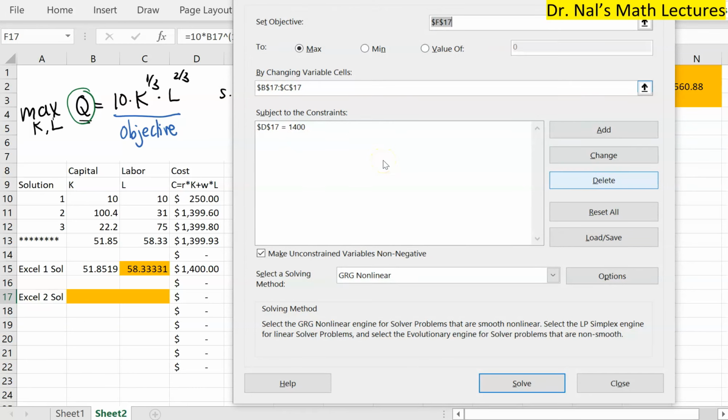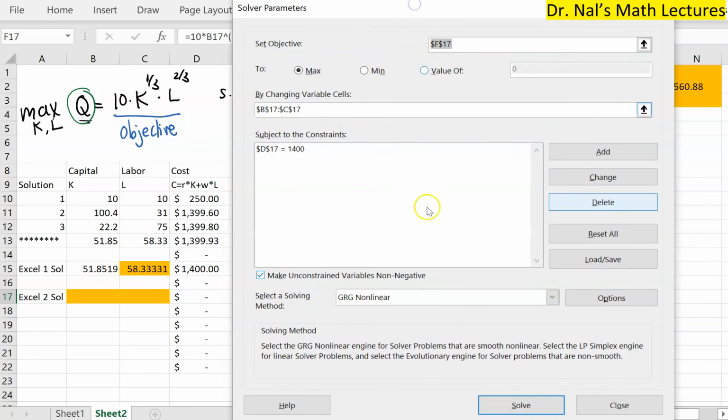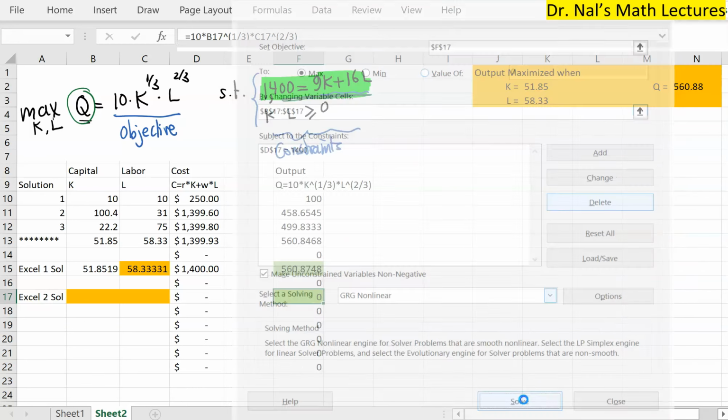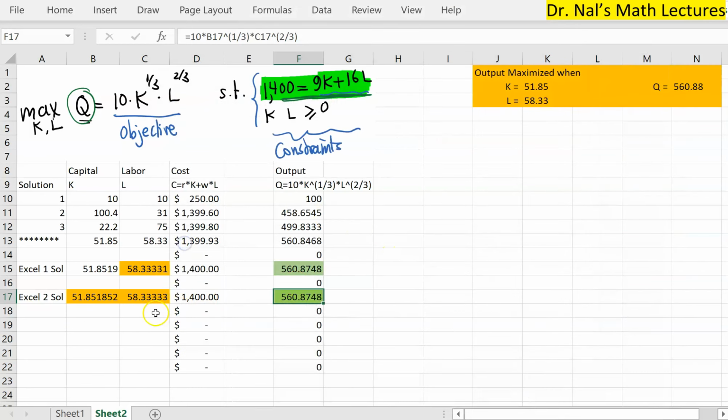But at the same time, let me explain one thing. If I'm using too much labor or too much capital, the cost will exceed 1400. If I use too much labor, then capital will have to fall below zero, but that's not allowed anyway, so I don't have to worry about it regardless. Awesome, so now that I mentioned all this, we can go ahead and press solve, and let's go, lo and behold, hold our breath.